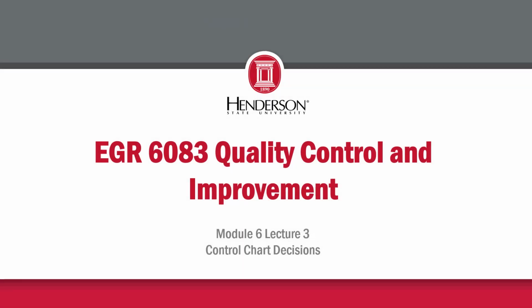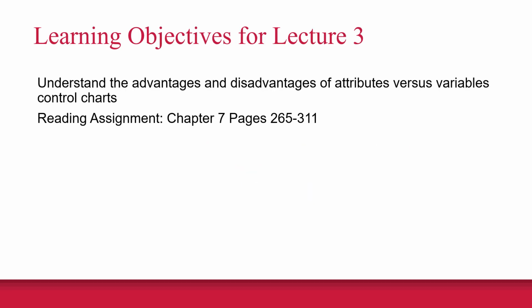Quality Control and Improvement, Module 6, Lecture 3, Control Chart Decisions. So the main objective for Lecture 3 is to understand the advantages and disadvantages of attributes versus variables control charts.